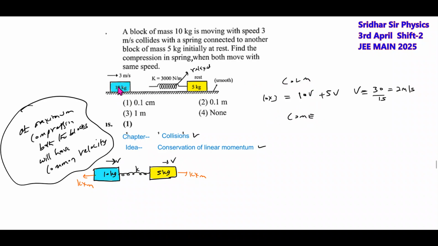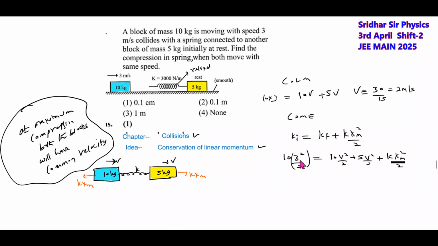Conservation of mechanical energy. Initially the spring is relaxed, so no elastic potential energy, and only this block has kinetic energy. So initial kinetic energy equals final kinetic energy plus elastic potential energy stored in the spring. The initial kinetic energy will be mass of the block 10, 3 square by 2. Final kinetic energy is 10 V square by 2 plus 5 V square by 2 plus k xm square by 2.